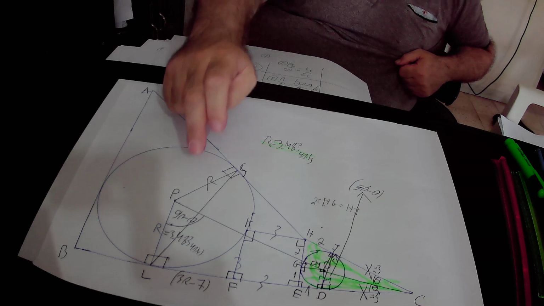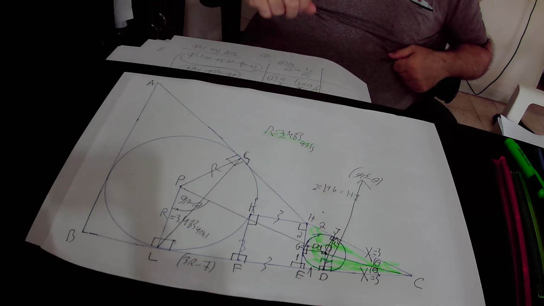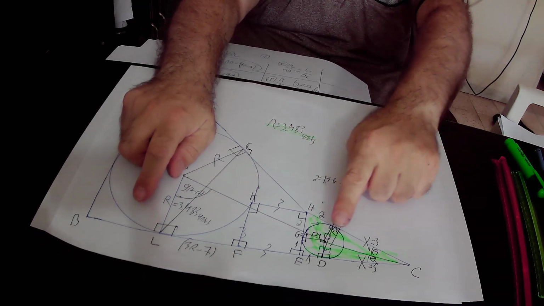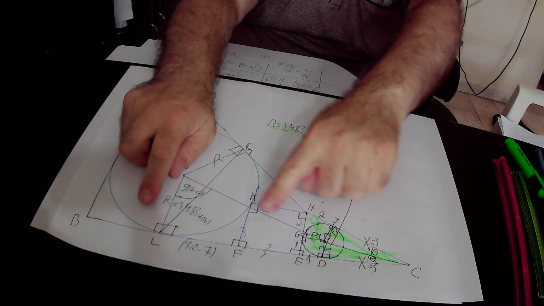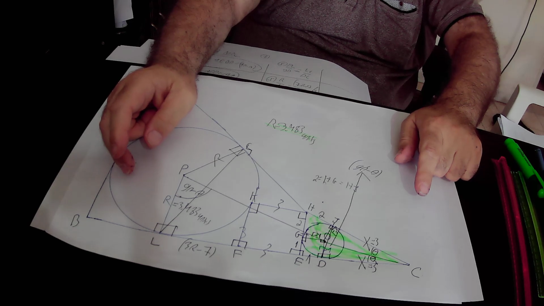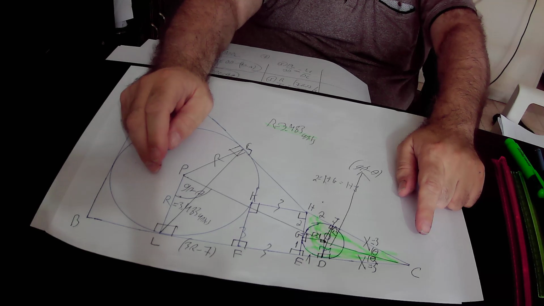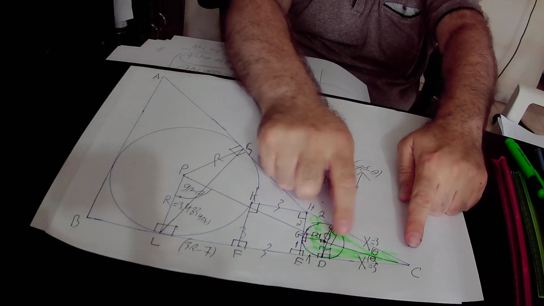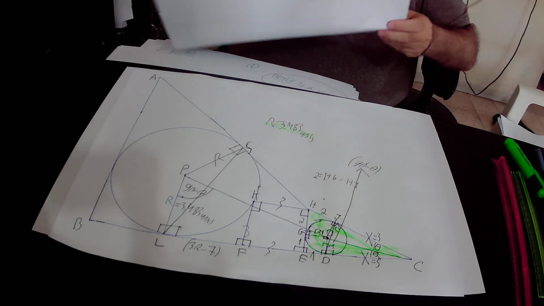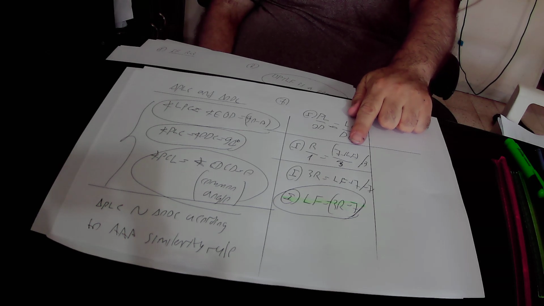PL equals R. OD equals 1, the radius of the small circle. LC, what is the value of LC? LC equals 3 plus 1, that is 4, and 4 plus 3 is 7, plus LF. So LC equals 7 plus LF, so we substitute LC by 7 plus LF over DC. DC equals 3 units. So in conclusion, according to equation number 1, R equals 7 plus LF over 3.